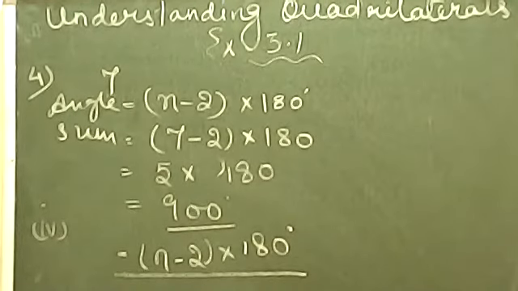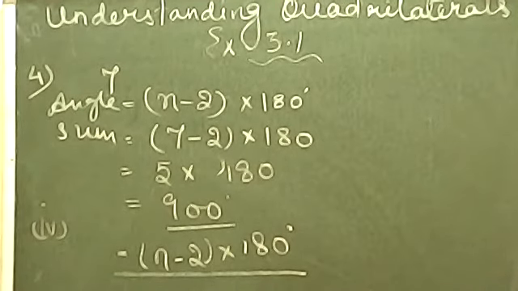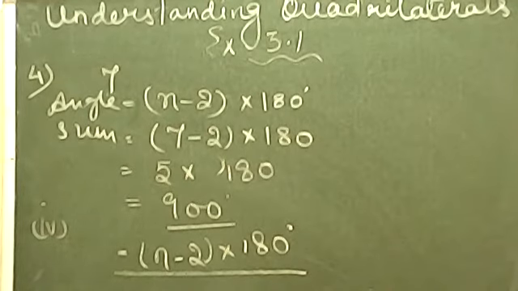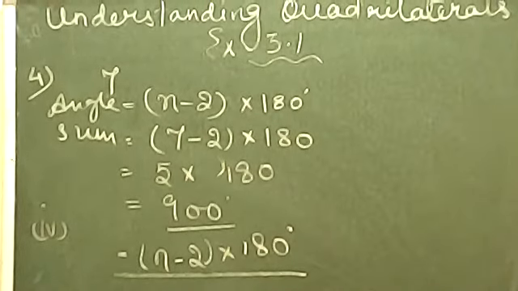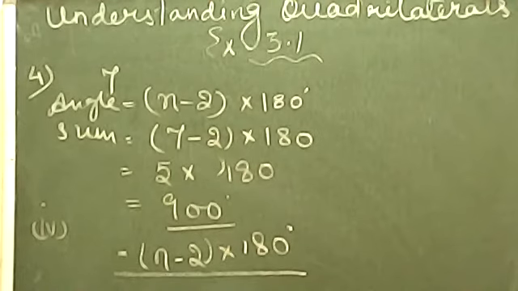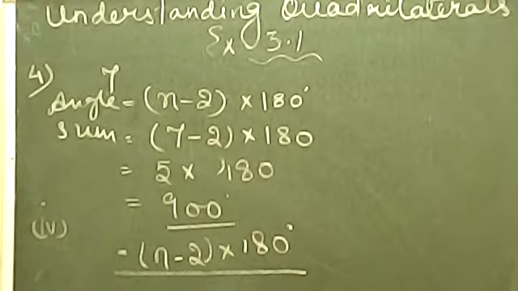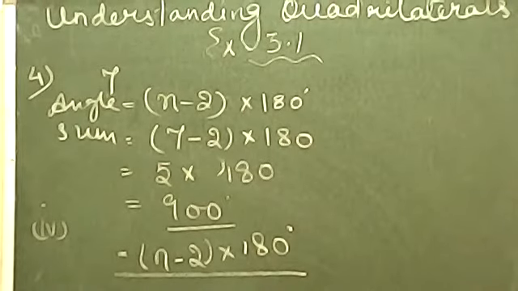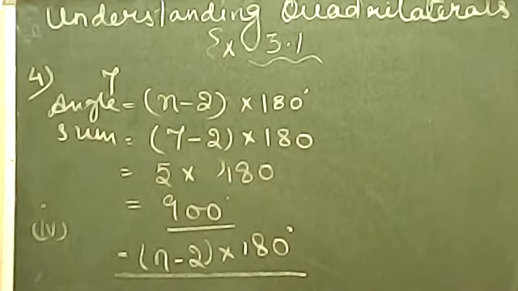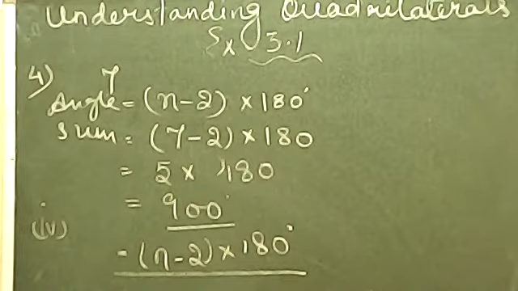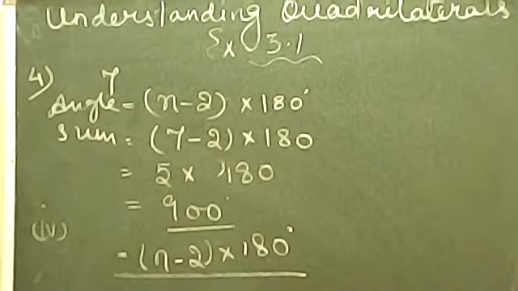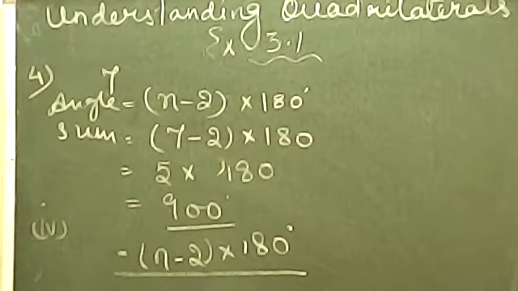Now question number 5 is asking: what is a regular polygon? Remember, a regular polygon is a polygon where the measurement of all the angles is the same and the measurement of all the sides is also the same. So regular polygon means all the sides are of equal measure and all the angles are also of equal measure. That is called a regular polygon.